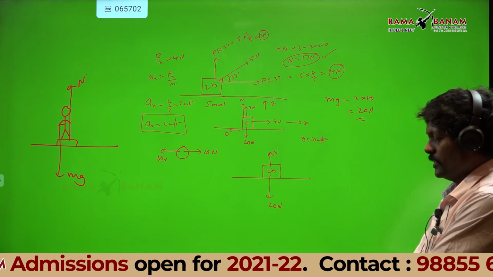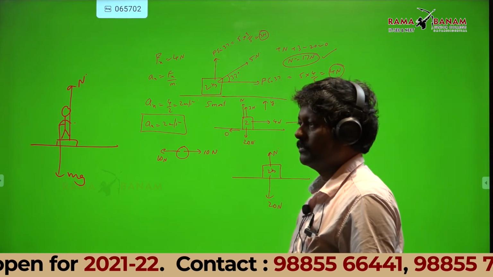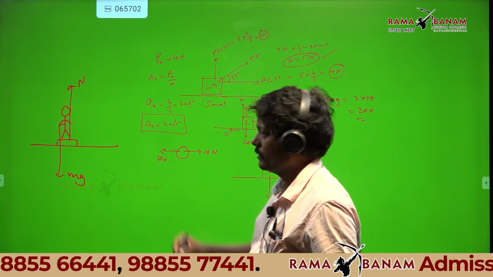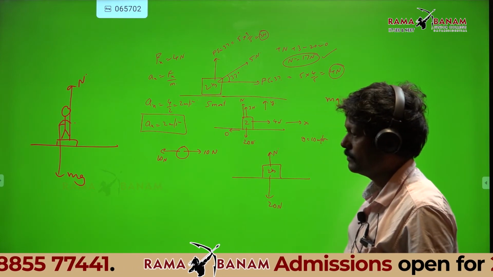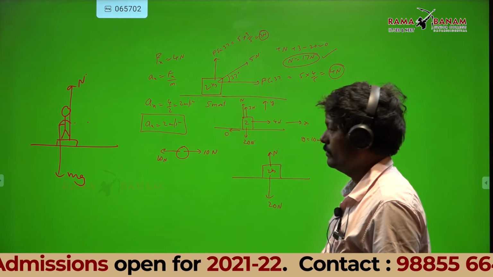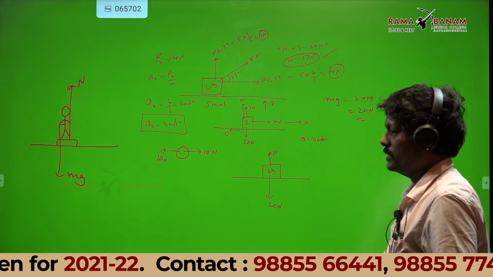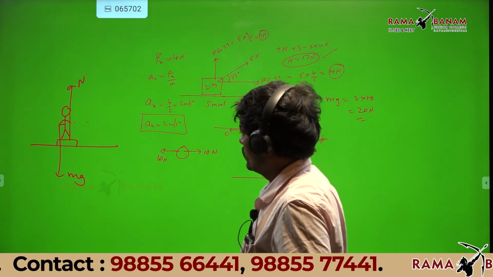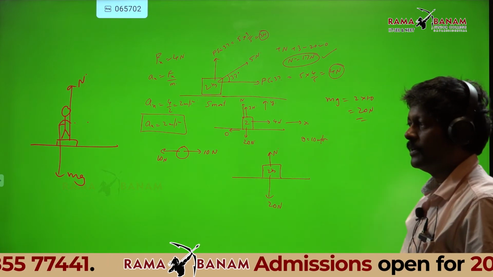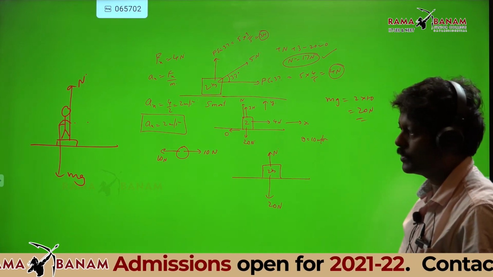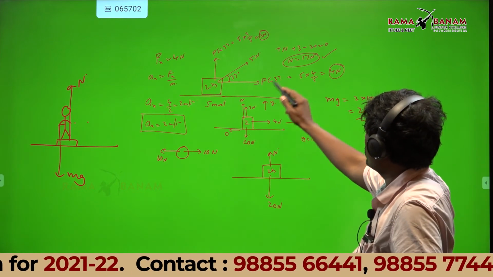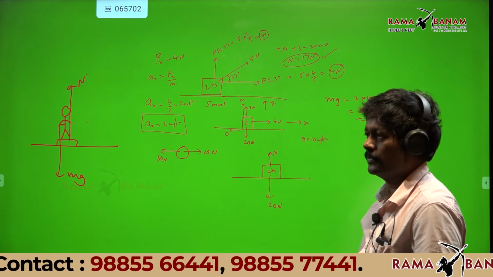When the weighing machine is stationary, you are standing on the weighing machine. Normal reaction is how much in this case? 17. How much in this case? Can anyone tell me? N equal to mg. So, normal reaction may become equal to weight, or may not become equal to weight. In this problem, normal reaction is 17. It is not equal to the weight of the body.